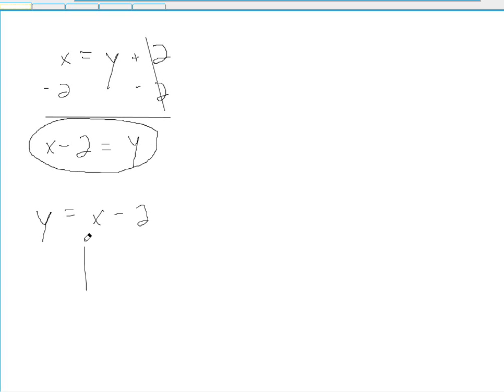So the slope is right there. You don't see a number in front of the x, but you know that there is a number there. It's a 1, which means the slope, if you were to talk about it in terms of rise over run, is rise 1, run 1. And the y-intercept is right there, and that would be negative 2.